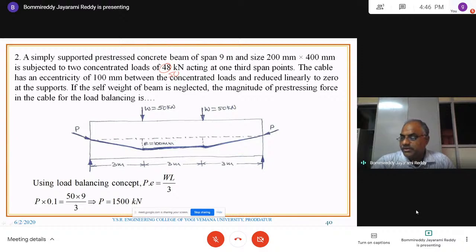It is 3-3-3. The loads are acting at 1/3 points. So what is the bending moment? Bending moment is WL by 3. What is the moment due to pre-stressing force? P multiplied by eccentricity E, so that is P into E. Substitute the values and that is the answer. Sometimes the question may be very big, but the answer is very simple by understanding this equation, understanding this relation. Okay, that's all about the problem.